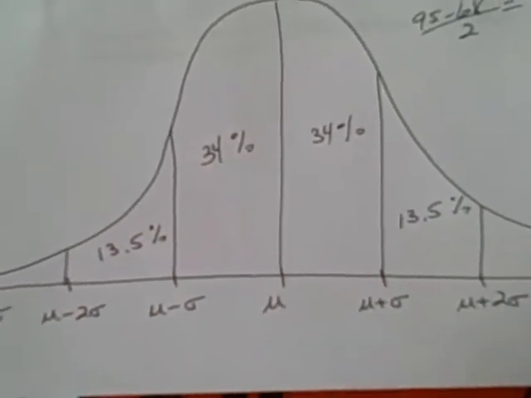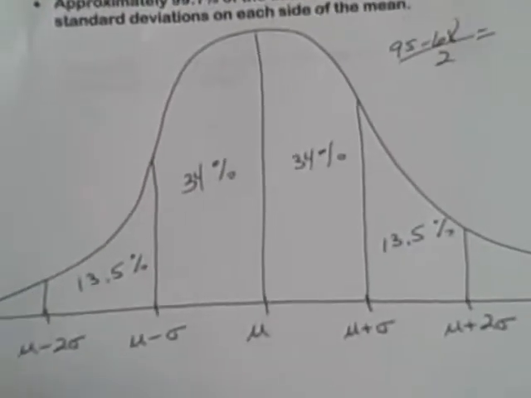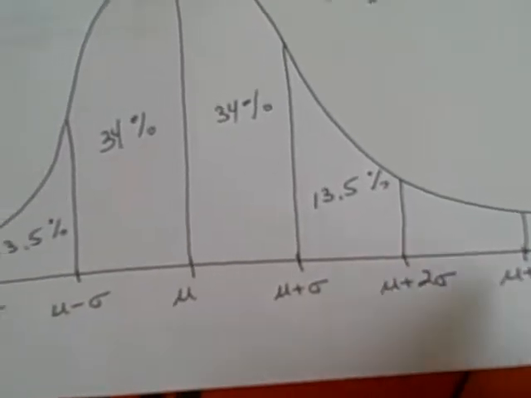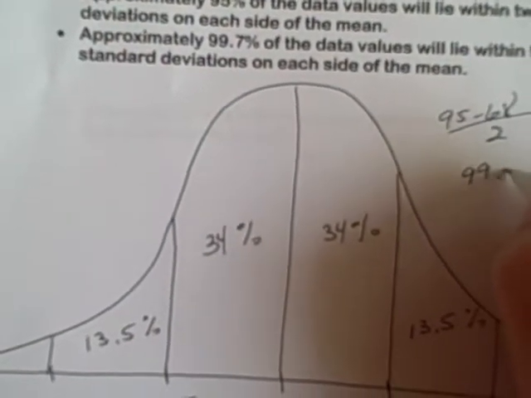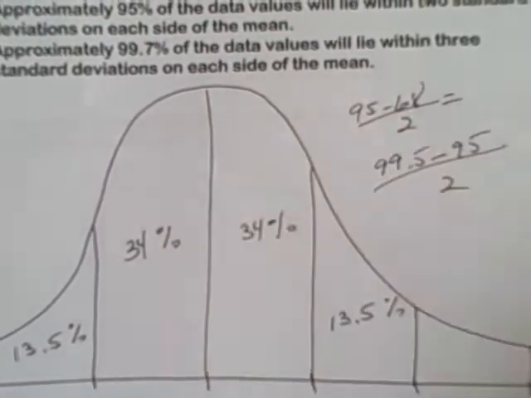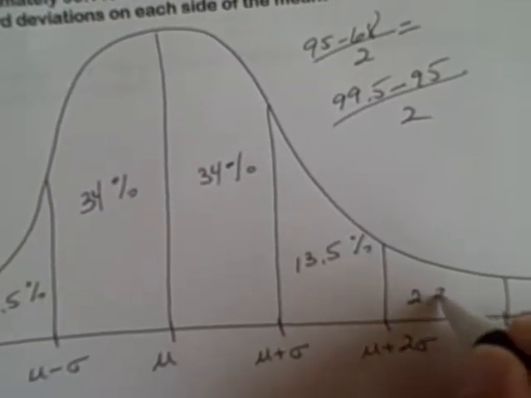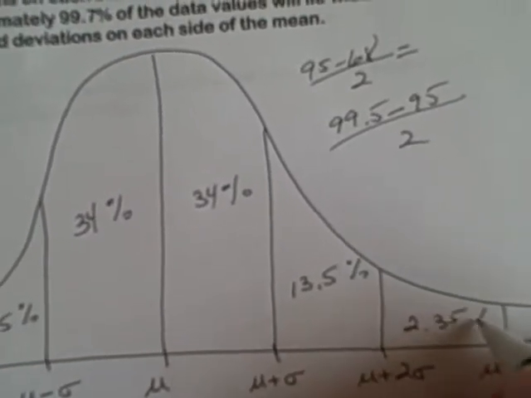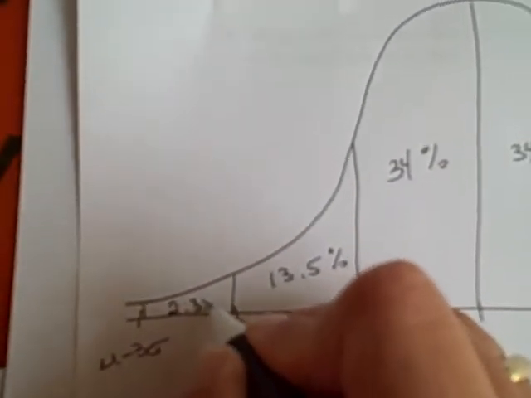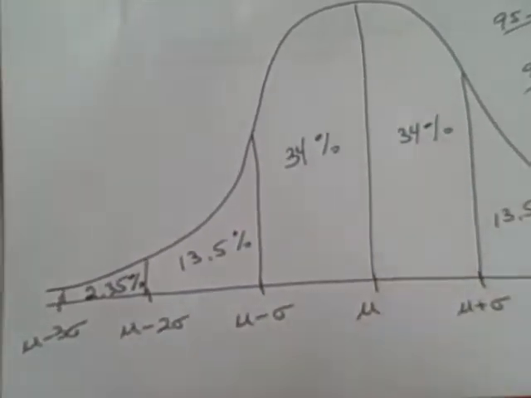Okay? Then we have 99.7% of the data values will be within 3 standard deviations. So from here all the way over to here. So we're going to take that 99.7, subtract out the 95 in the middle, divide that by 2, and that tells me I've got 2.35%. Okay? That's where the book stops.